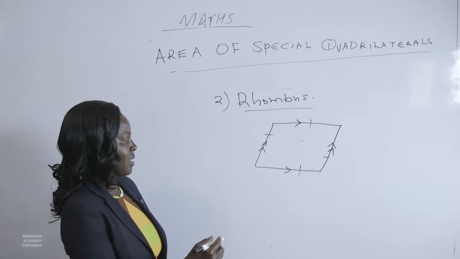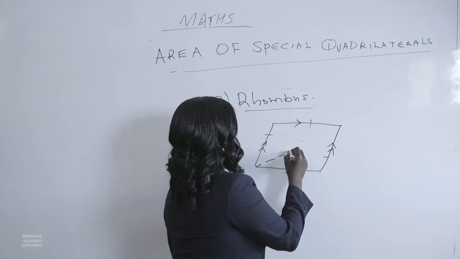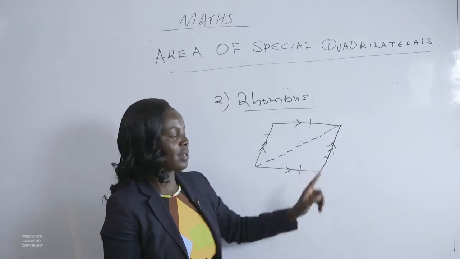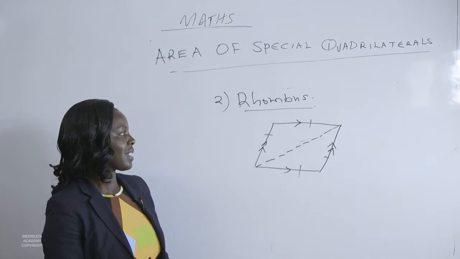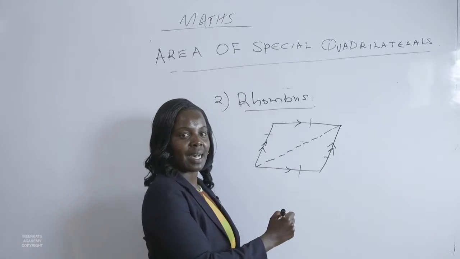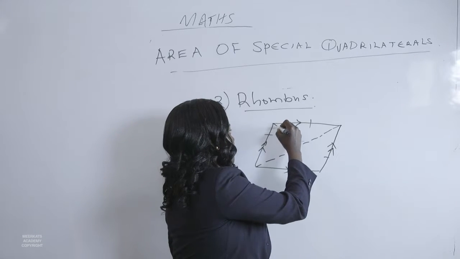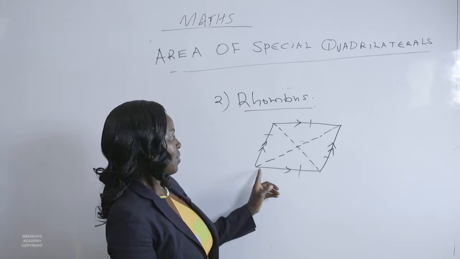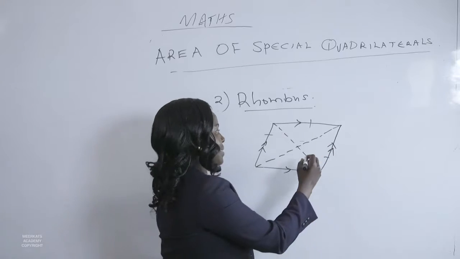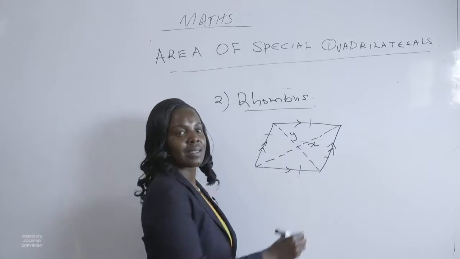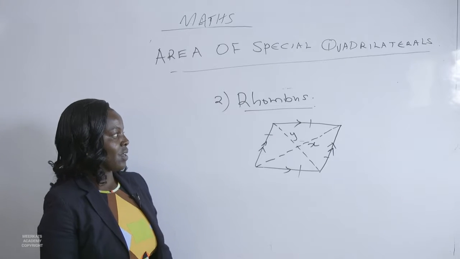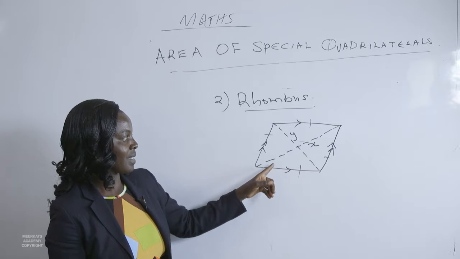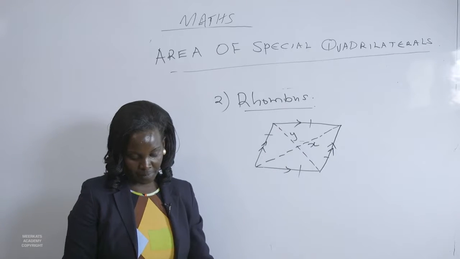For a rhombus, if we drop a line from this point to this end across the rhombus, what do we have? We call it a diagonal. So a rhombus has two diagonals. Let's call this one going this way x and this other y. So the rhombus has the diagonal y, and also the diagonal x.